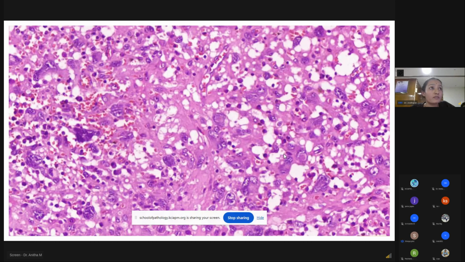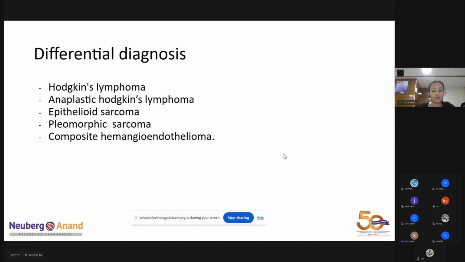CD31 and CD34. Anything else? Okay. The differentials that were given were Hodgkin's lymphoma, anaplastic Hodgkin's-like lymphoma, epithelioid sarcoma, pleomorphic sarcoma, and composite hemangioendothelioma. Why is it not Hodgkin's lymphoma?